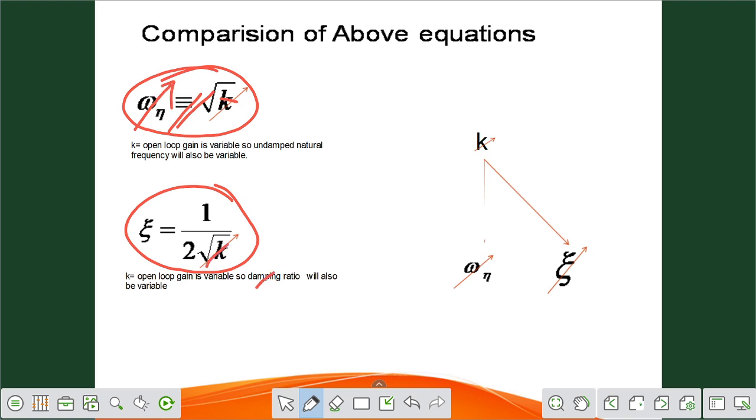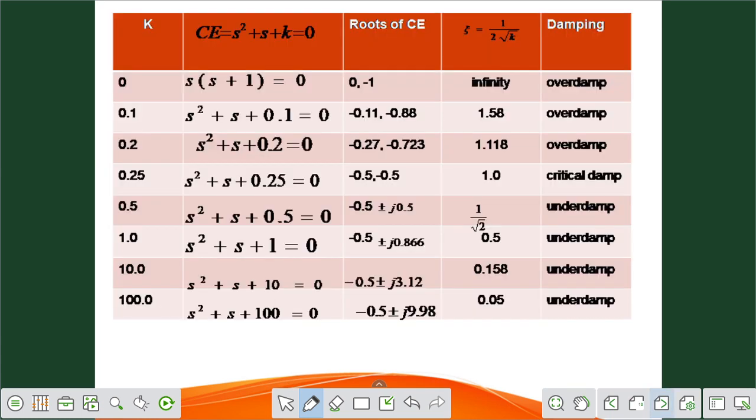If the open loop gain is variable, that means the zeta value will also be variable. So by varying these two parameters, I can make the closed loop transfer function poles path. How can I represent it like this? Suppose this is a simple picture.